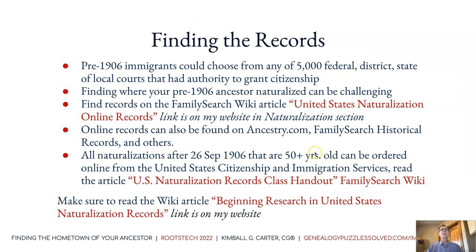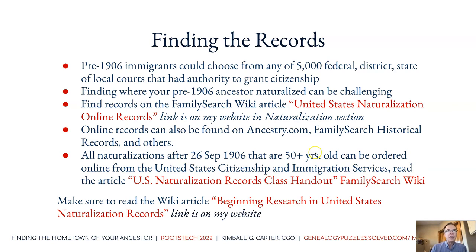Finding the records. Pre-1906 immigrants could choose from any of the 5,000 federal, district, state, or local courts that had authority to grant citizenship. So finding where your pre-1906 ancestor naturalized can be challenging. You can find records on the Family Search Wiki article titled United States Naturalization Online Records. There's a link on my website. Online records can also be found on Ancestry, Family Search, Historical Records, and others.